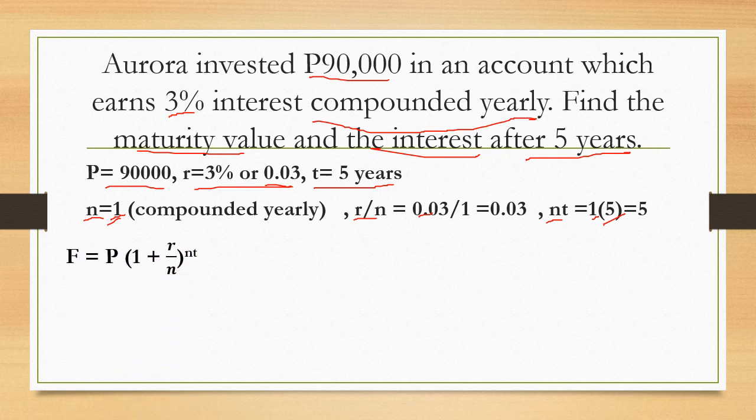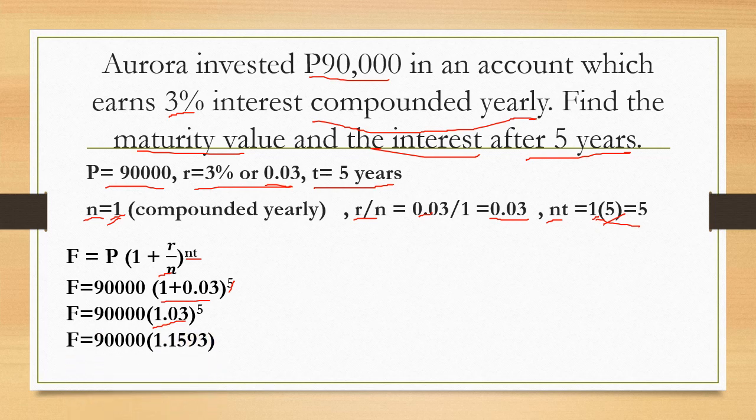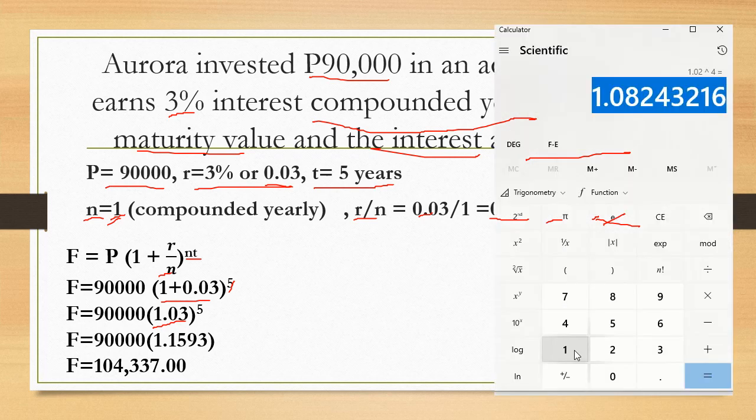Let us substitute that to our formula. F is equal to P, 90,000, times 1 plus R over N. Our R over N is 0.03. NT, our NT is 1 times 5 or 5. So add these two numbers, 1 plus 0.03, and we have 1.03. Now let us get our calculator again. And 1.03 raised to 5 will give us 1.593. So multiplying those two numbers, we will have 104,337 pesos.